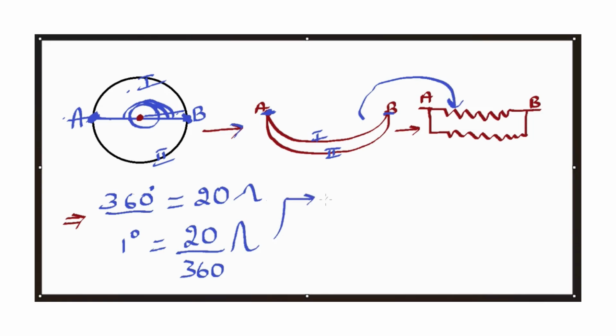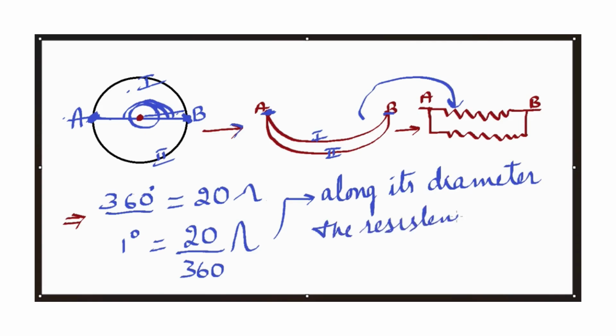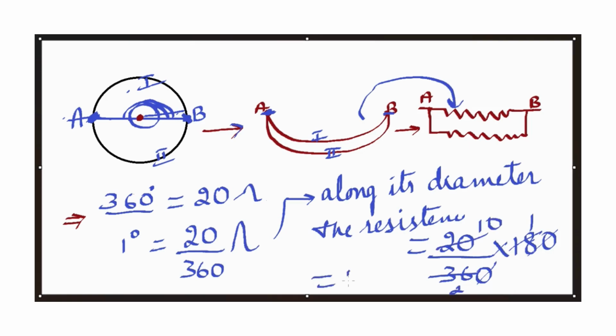So we can further write that along its diameter, the resistance is how much? If along its diameter we are having 180 degrees, then along its diameter we can write it as 180 times the resistance in 1 degree, which is 20 upon 360, right? So it comes out to be 10 ohms.